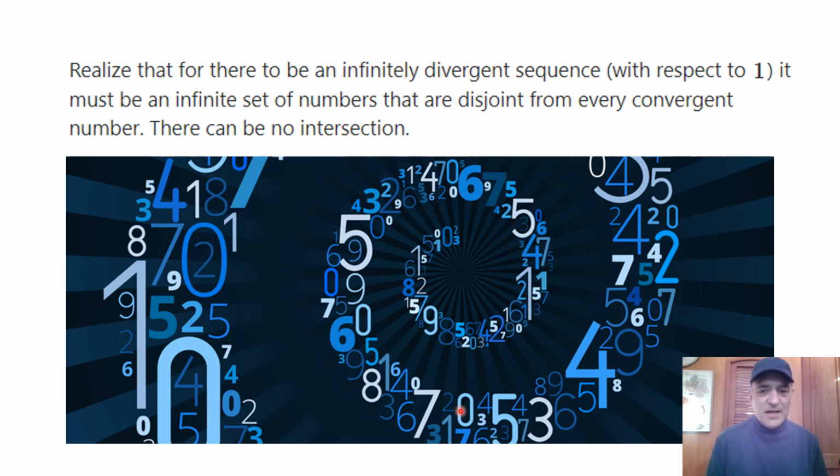We're at the end, and the takeaway is realizing that for there to be an infinitely divergent sequence with respect to 1, it would be an infinite set of numbers that are disjoint from the infinite set of convergent numbers. And this would mean there could be not a single intersection between the numbers. There could not be one number that is the same in both sets. Now, given the operations of the function I have described, that is not possible.